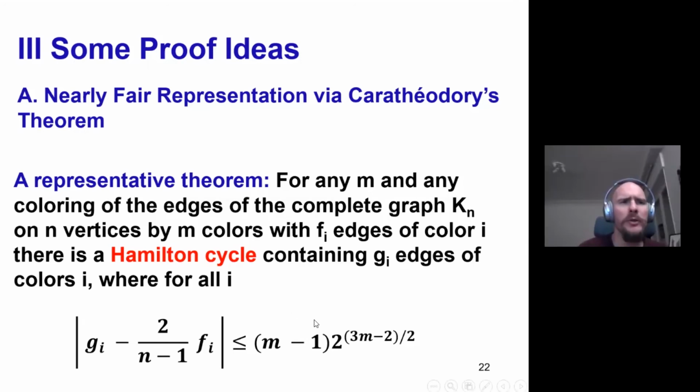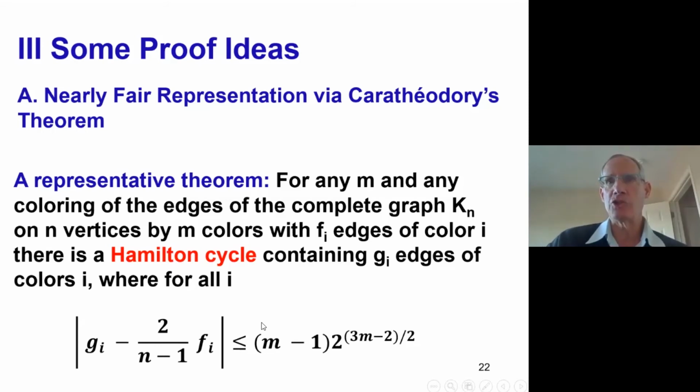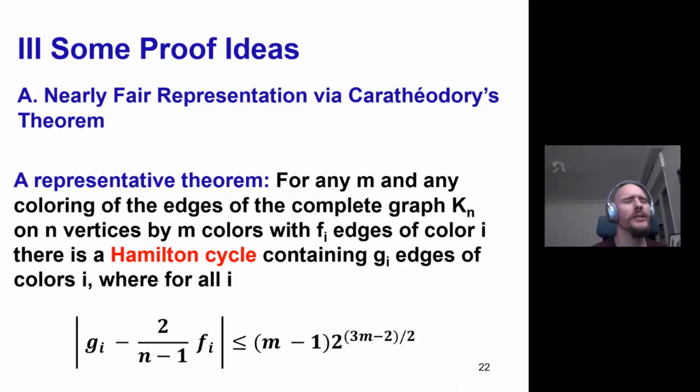Noga, sorry, why n minus 1? Because it's n divided by n choose 2, right? Right, sorry. Right, yeah, so it's 2 over n minus 1.